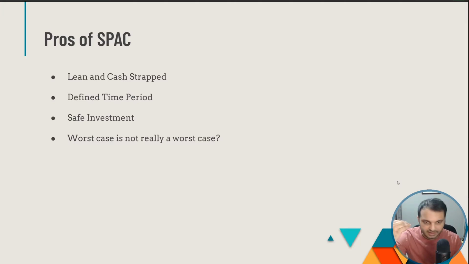They also have a defined time period, and within this time period, they want to make that deal happen. So that's a good thing if you're investing into SPACs. And it's relatively safe. In fact, even if the SPAC doesn't make a deal, you might get some returns, because once they do IPO, people invest, and based on the trading, the stock might just go up, even though there's nothing.